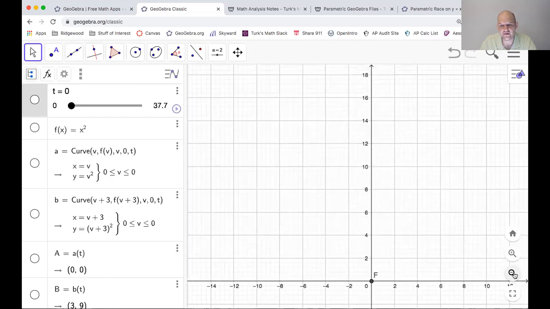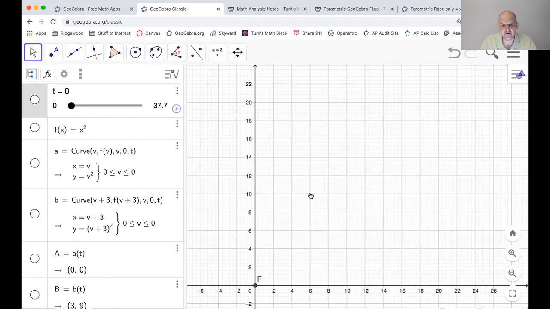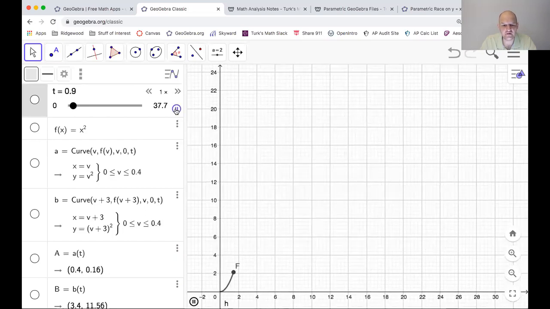Zoom out, like way out. All right, here we go. And go. Look at that. By the time t is equal to 2, we're off the page. So this is a really fast parameterization.